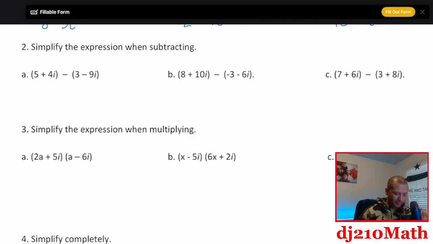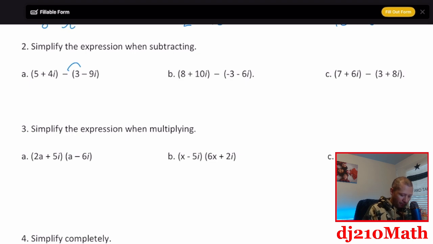Okay, subtracting. Just as easy. The only difference is we're subtracting now. So you can either subtract the terms or you could distribute the negative. Either way, it's going to work out the same. So if you distribute, then you add, right? So this is going to be negative 3, positive 9i. And now we're just combining like terms, right?